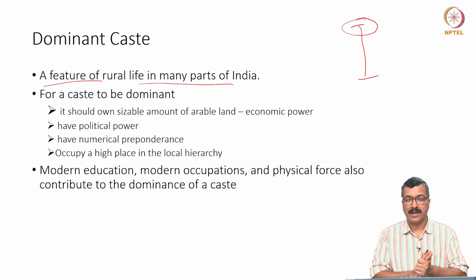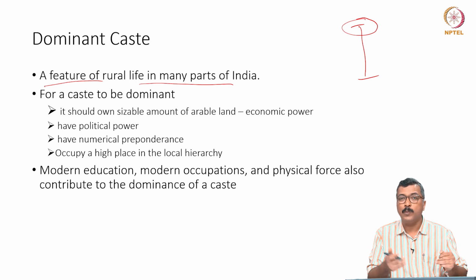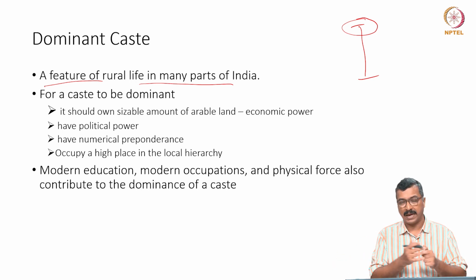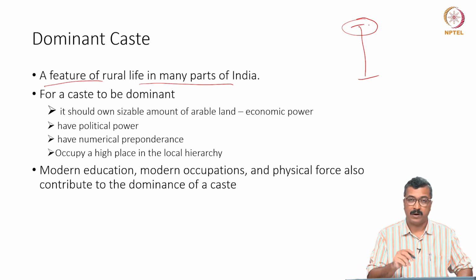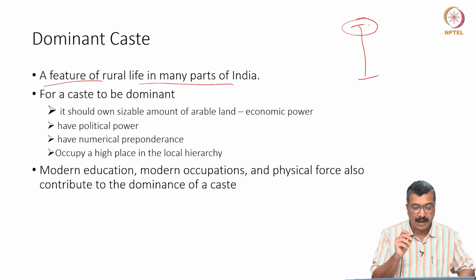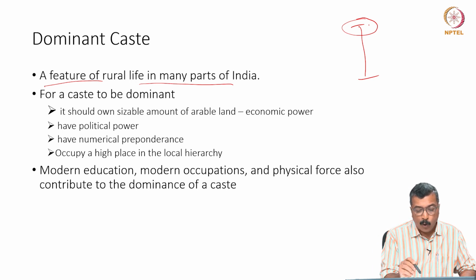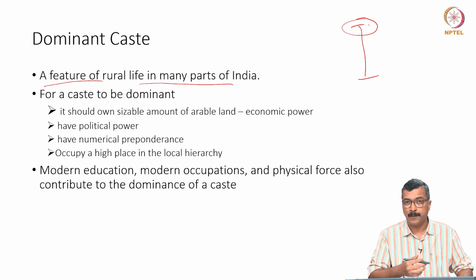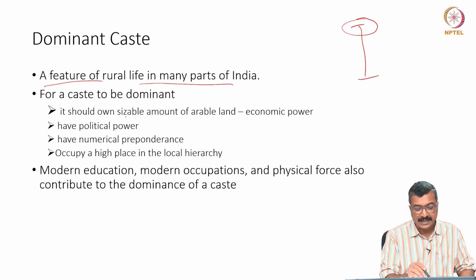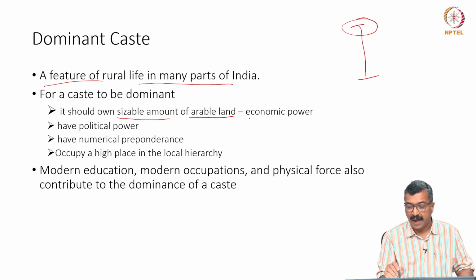On the basis of that, he argued that this could be true in every part of Indian society. The ritually most superior people need not be powerful when it comes to economic and political matters. So he says that there is a dominant caste in every particular context of rural India, and he talks about three or four important features that define the nature of a dominant caste. One is that it should have a sizable amount of arable land and economic power.